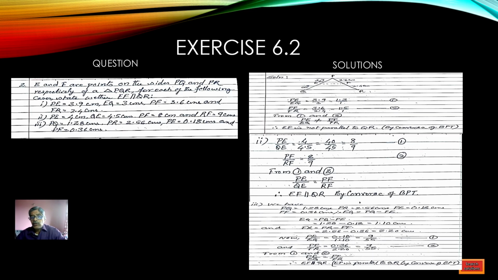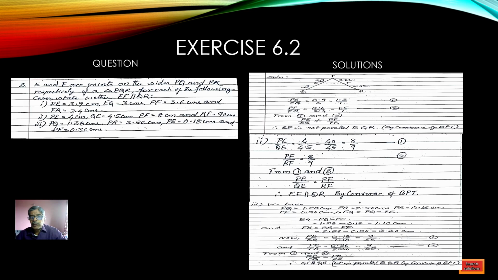This is how we can understand the problem. So how to work it out? This is based on the basic proportionality theorem. PE by EQ is equal to 3.9 by 2, that is this by this, and then it will be 1.3 by 1.